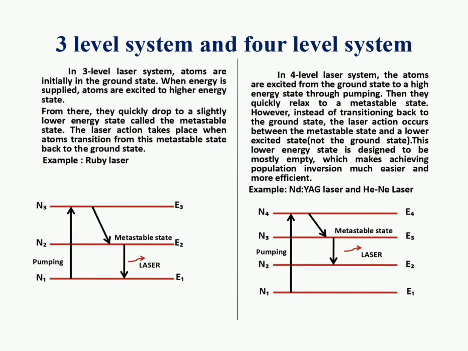Now here on the right hand side we have the 4-level system. In this case, the atoms are raised from E1 to E4. Now the atoms make a fast transition to E3, that is the metastable state. E3 is a metastable state. The atoms retain there for a long time. So population inversion is achieved between E3 and E2, and so the laser action takes place.